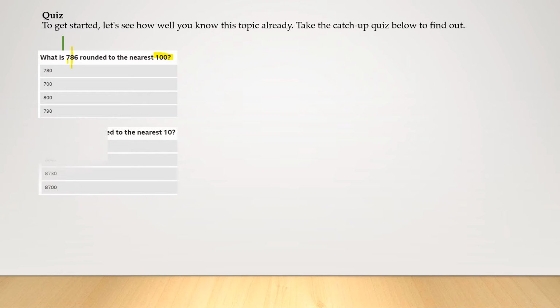Okay, next one. So this time I've got a 4-digit number and I've got to round it to the nearest 10. What is 8,729 rounded to the nearest 10? So I've got either 8,720, that's the 10 I'm in. The 10 after will be 8,730. What is the ones column telling me to do? Write your answer down on a piece of paper.